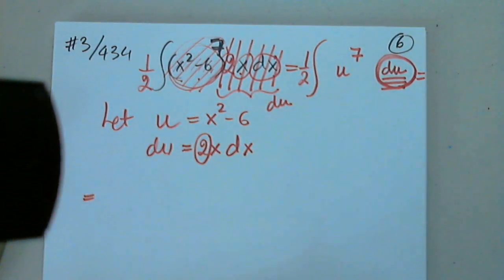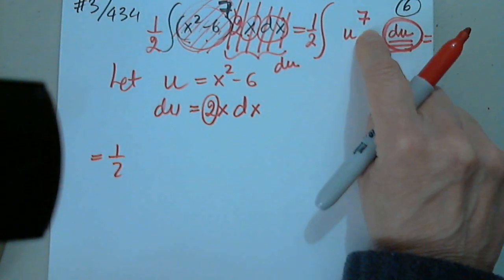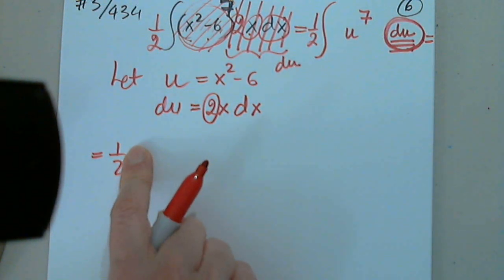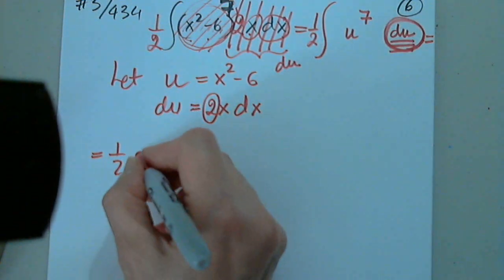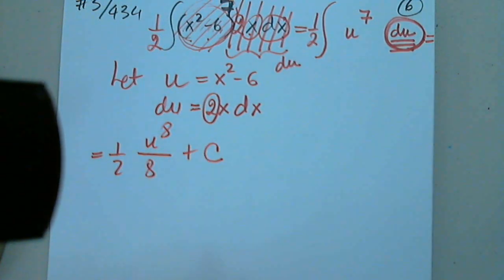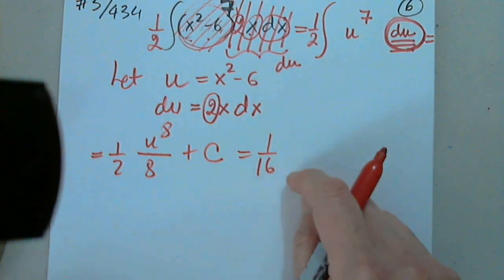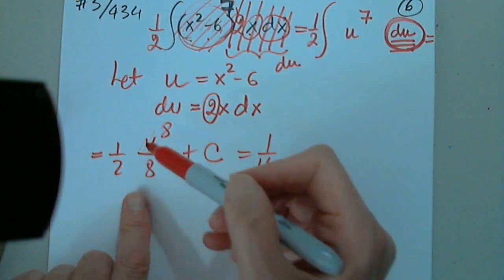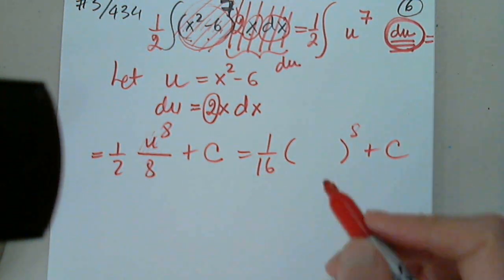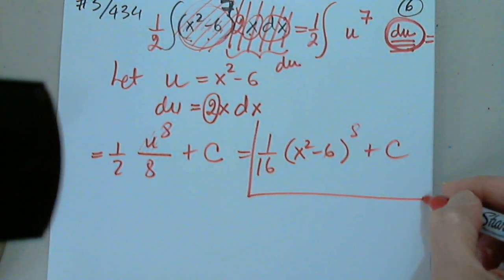Then we continue. Now we are asking which function prime is u to the 7th. Yes, now we are integrating. Which function prime is u to the 7th? It's u to the 8th divided by 8, plus a constant c. So this is 1/16 u to the 8th plus c. I have to go back to the substitution. I have to replace u. By what am I replacing it? Our x squared plus negative 6. That's it. And this is the final answer.